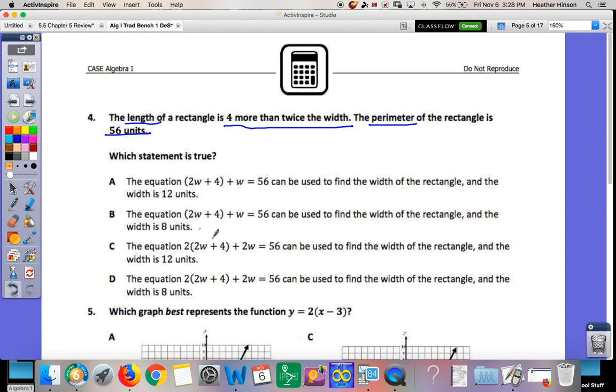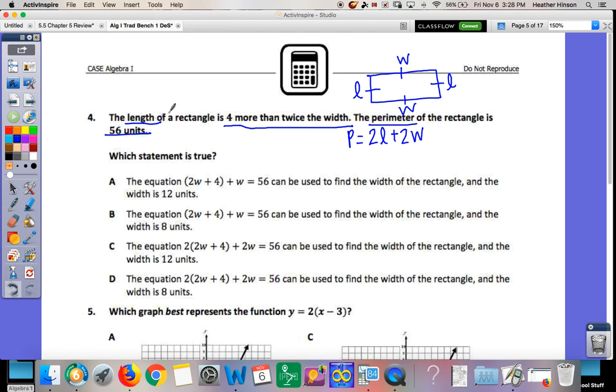So if you look at all your statements, all of them are setting up an equation. So we need to set up that equation. To find perimeter of a rectangle, of anything, you're going to add all the sides. A rectangle has 4 sides. You have 2 lengths and 2 widths. So for your perimeter, you're going to get 2 lengths plus 2 widths.